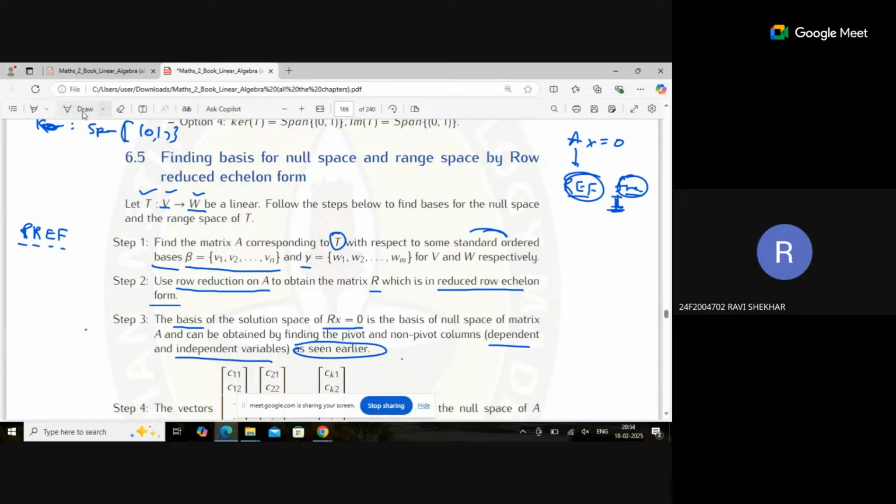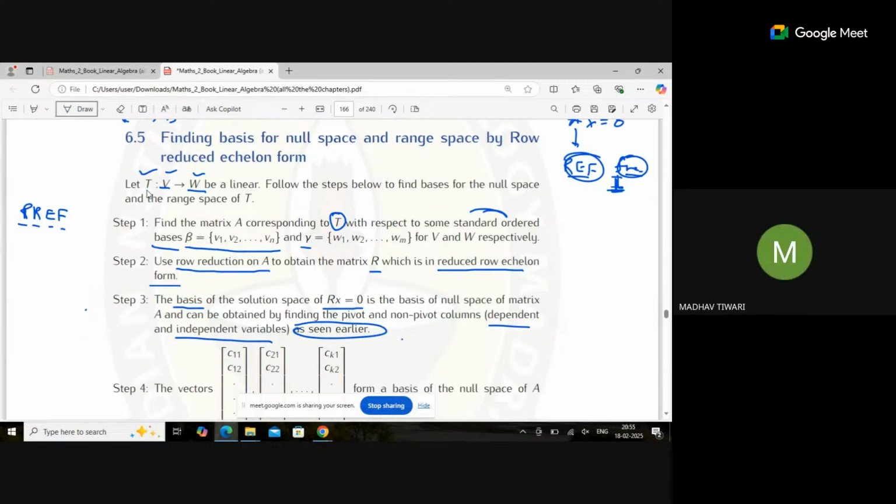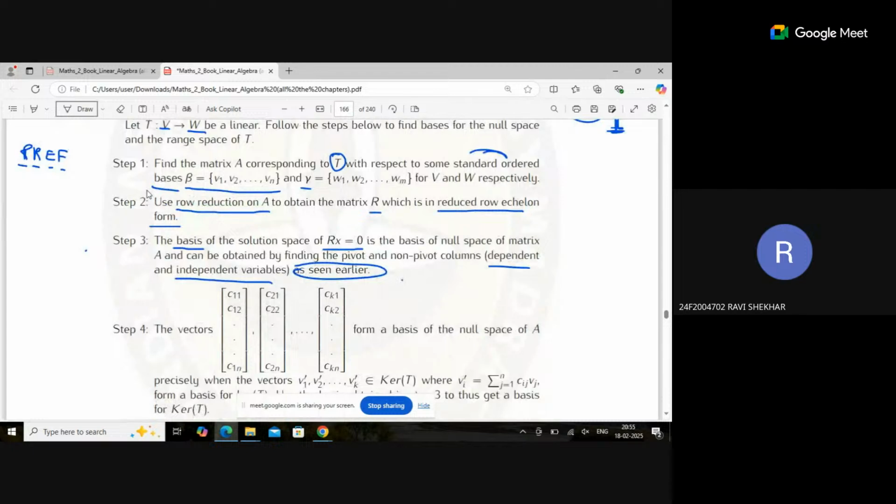Sir, we are also seeing. Am I audible, sir? Yeah, you are audible. Sir, how did you find that A matrix?